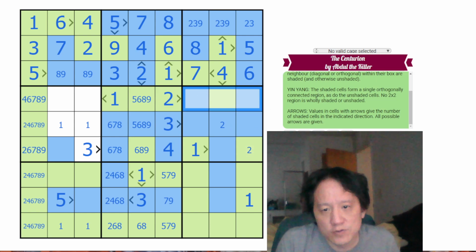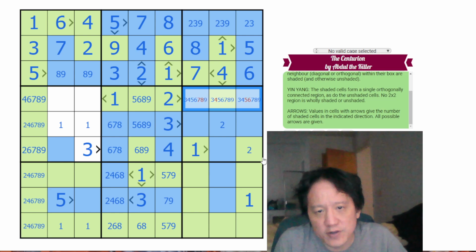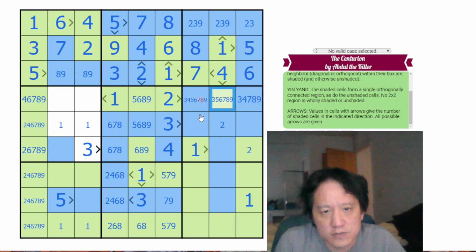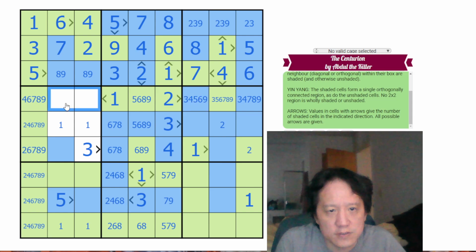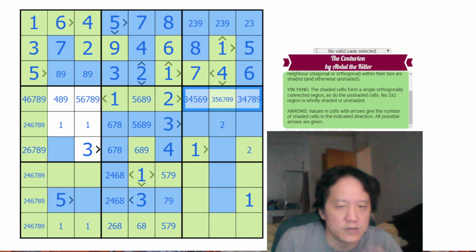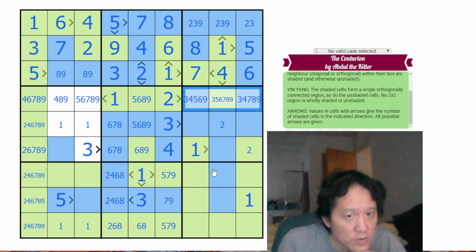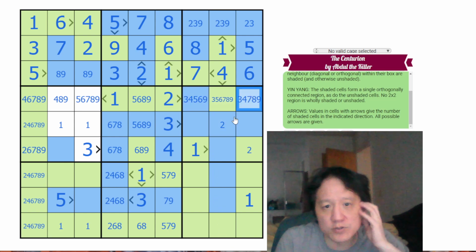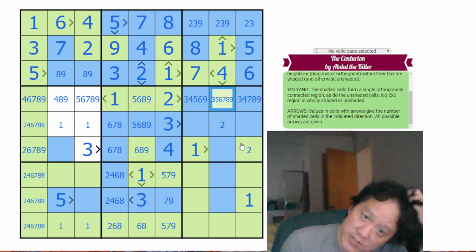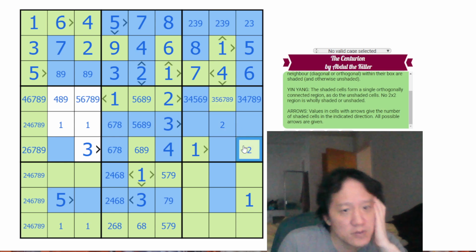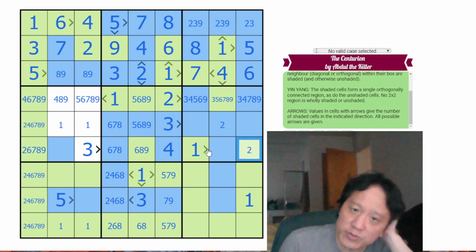Okay, so this is 3, 4, 5, 6, 7, 8, 9. Can't be 5 or 6, can't be 4, can't be 7 or 8. This is 3, 4, 5, 6, 7, 8. No 3, no 4, 5, 6, 7. So 3 is one of these. If this is 3, that has to be 2. Okay, that doesn't really help us too much.